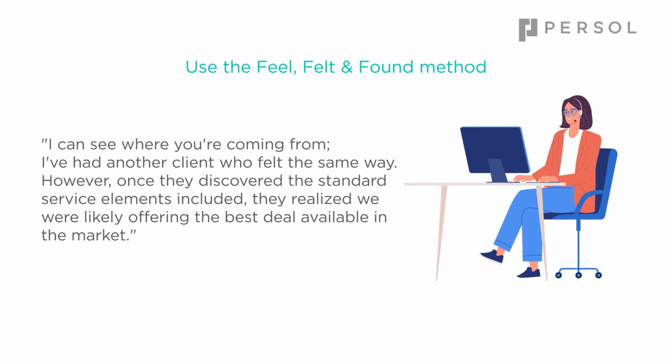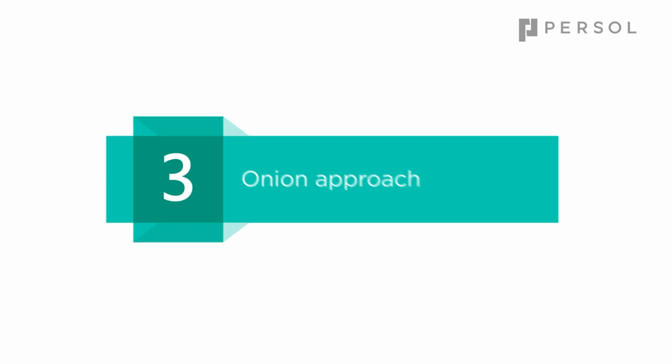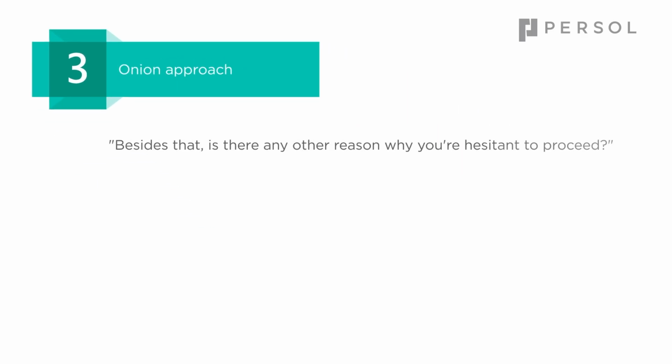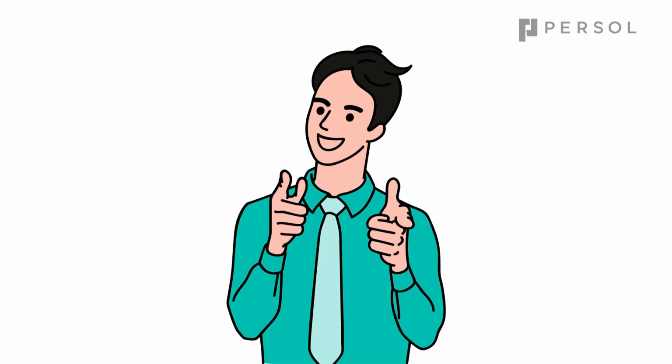And finally, number 3, the onion approach, also referred to as peeling the onion. It operates on the premise that there may be an underlying objection not initially disclosed. Essentially, you systematically peel away layers of objections by persistently probing with questions. Before delving into specific objections in the upcoming module, let's summarize the key insights gained from this section.